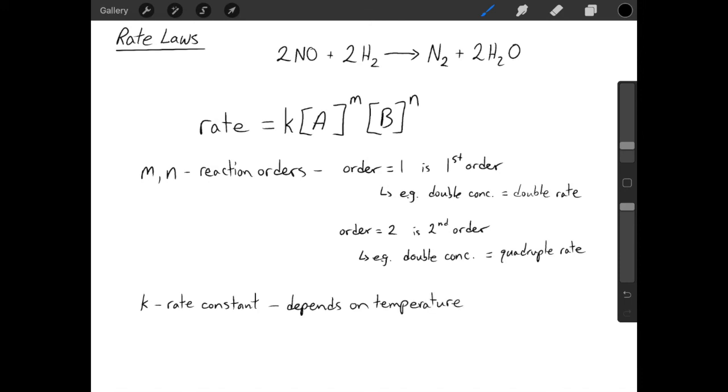K is the rate constant for the reaction, and this value is going to be temperature dependent.